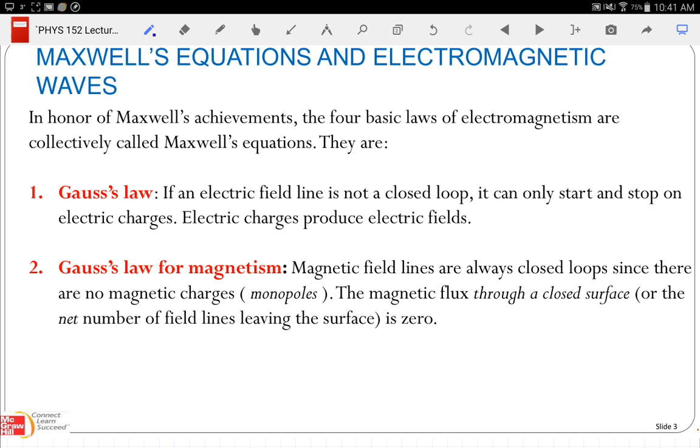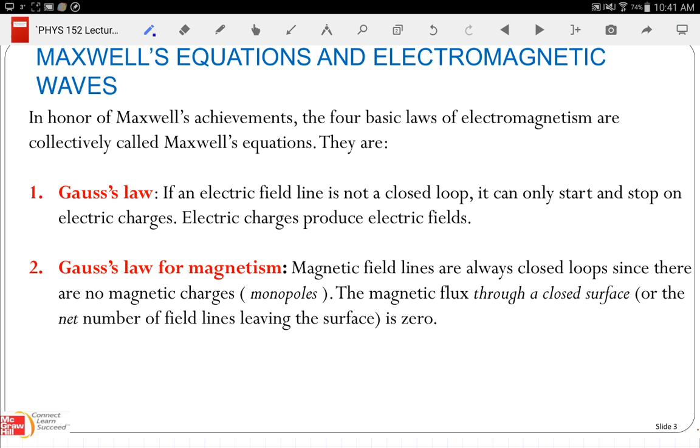Magnets, unlike charge, always come in dipoles. You never have just a north magnetic charge. It's always a north with an equal south. So the net magnetic charge is always zero. And so Gauss's law for magnetism is the same as Gauss's law for electricity.